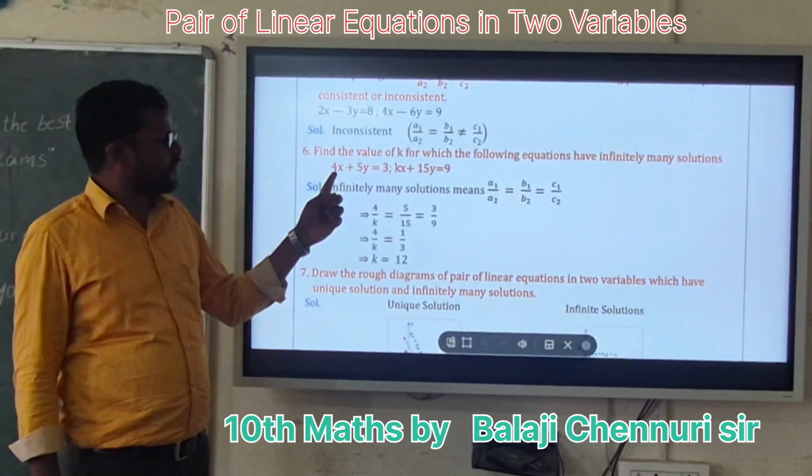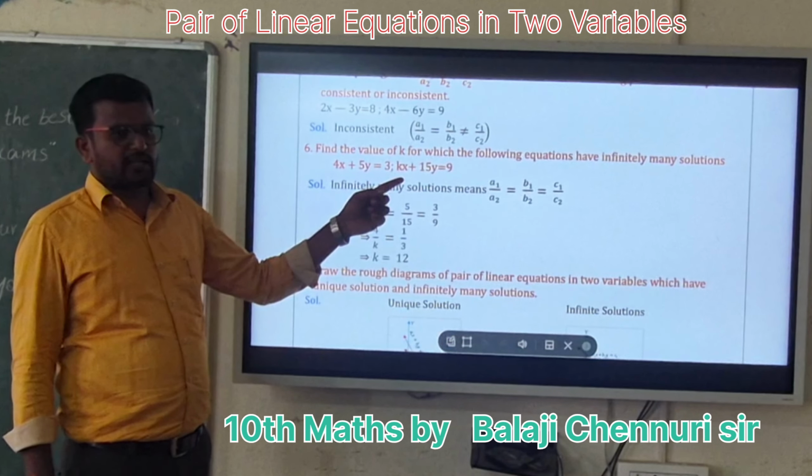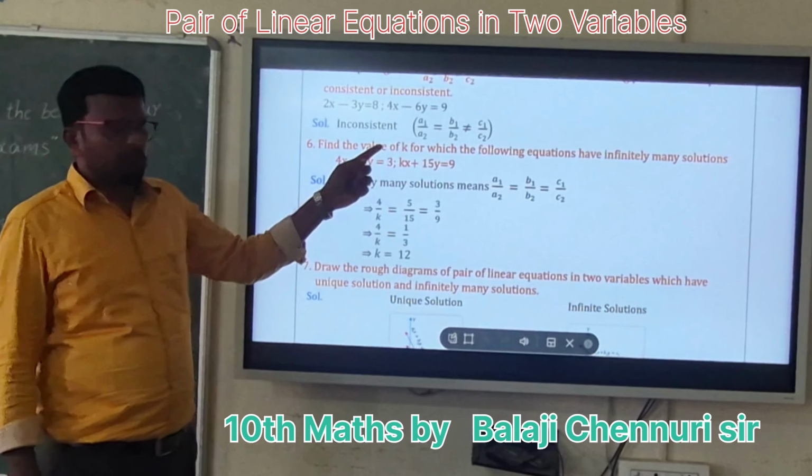Here it is having 4, proportionately it is k. 5 proportionately with 15. 3 proportionately with 9. Okay. Infinitely many solutions means what? Coincident equations. What is the formula? a1 by a2 is equal to b1 by b2 is equal to c1 by c2. 4 by k is equal to 5 by 15 is equal to 3 by 9. 4 by k is equal to 1 by 3. Then we transpose, and you get the k value 12.